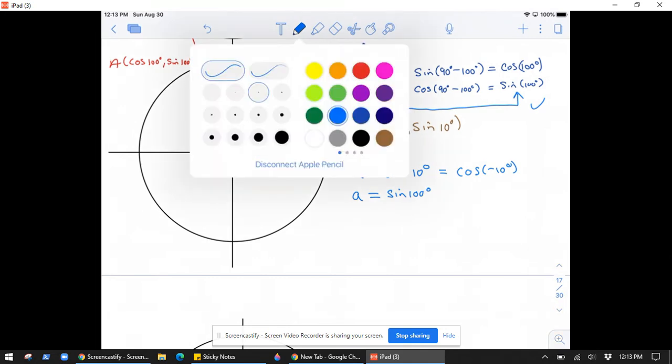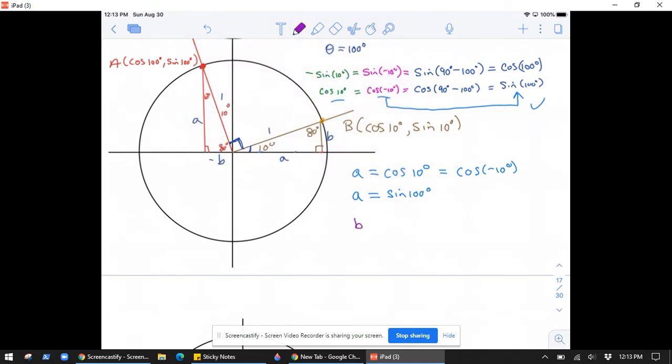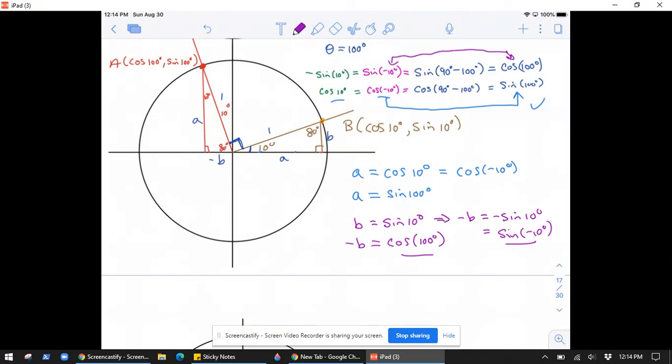So that checks out. And then B, on the other hand, is the y-coordinate of point B, so it's equal to the sine of 10 degrees. And negative B is the x-coordinate of the left triangle, so it's the cosine of 100 degrees. And so now we can see that B is equal to the sine of 10 degrees. So that means that negative B is equal to negative sine of 10 degrees, but that's the same as sine of negative 10 degrees. So negative B equals this, negative B equals this, so that justifies that equation.